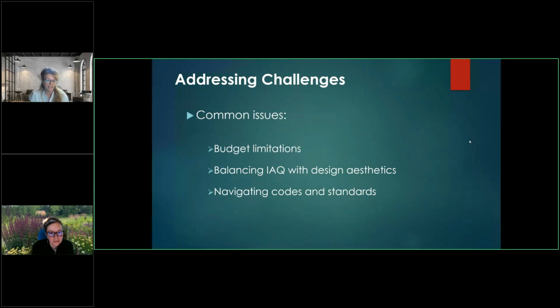And then obviously understanding the codes and standards, making sure that we're following those and how to address those when it comes to the indoor air quality as well. Anything to add to that one, Emily?